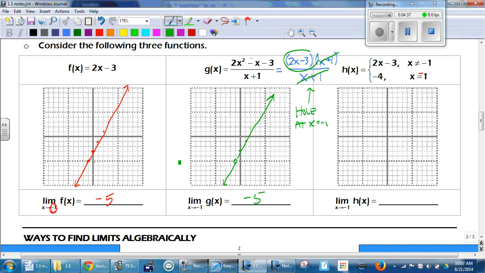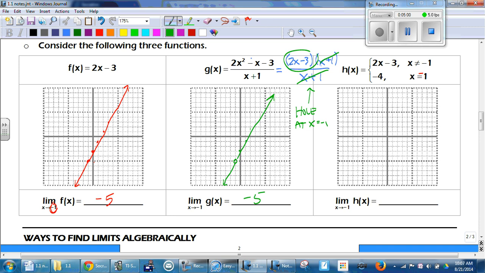So again, with limits, destination doesn't matter. Right? The destination doesn't matter. It's the journey. Are we getting closer to the same place? I don't care if we get there or not. All right, it's not Disney World. It's just a point on the graph. It doesn't matter if we get there. Are we approaching the same thing? So in this case, yes. From both sides, we're approaching the same thing.